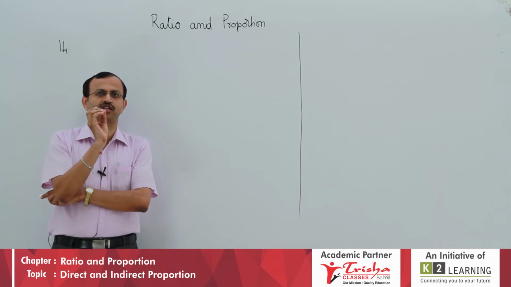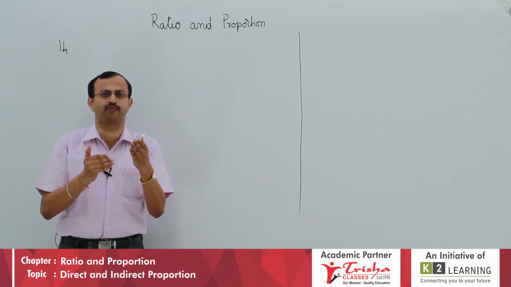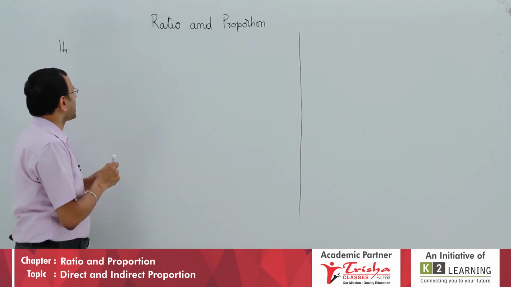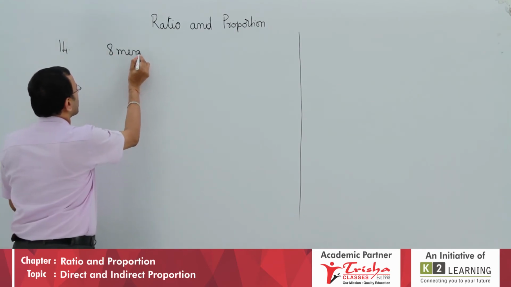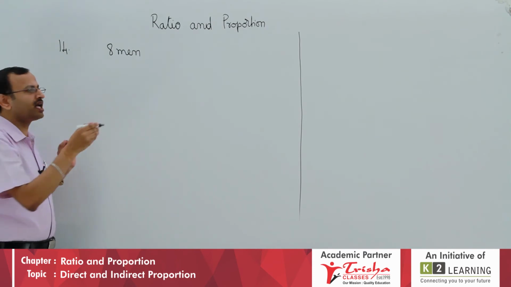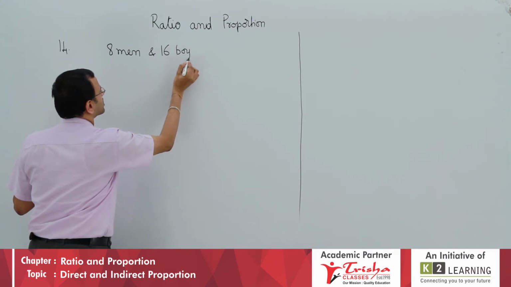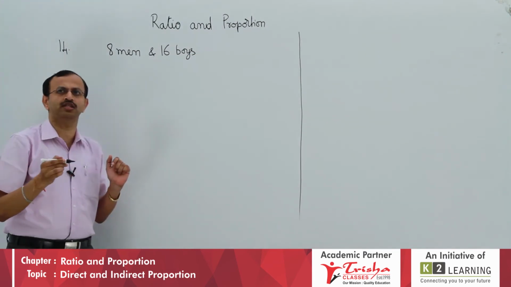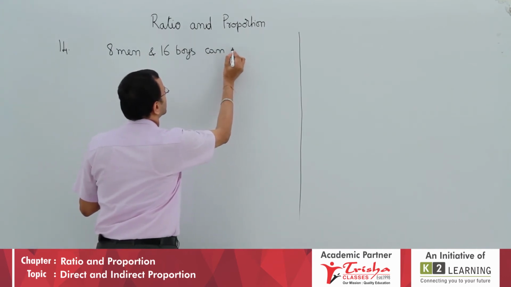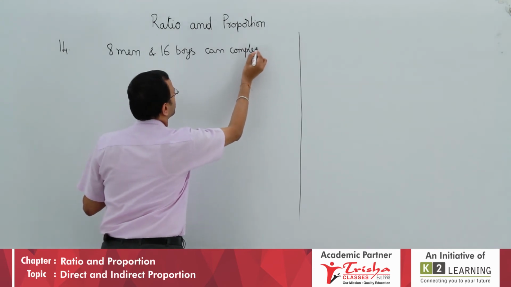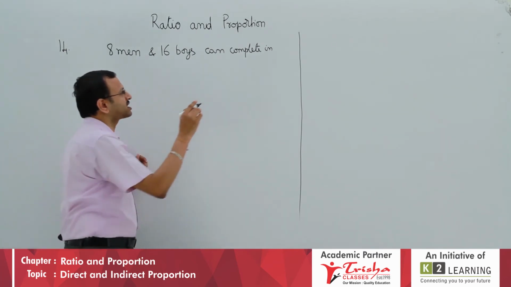All of you read the question once again, then we will work out how to do that entire problem step by step. First, all of you read the question again. As per the first line, it says 8 men and 16 boys can finish the work, can complete it in 6 days.